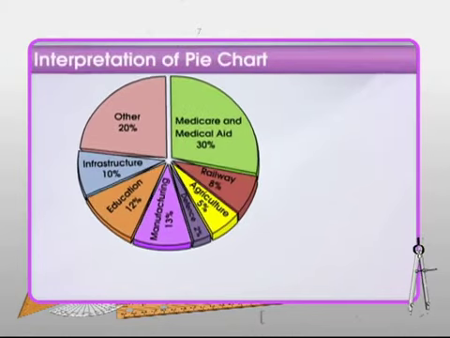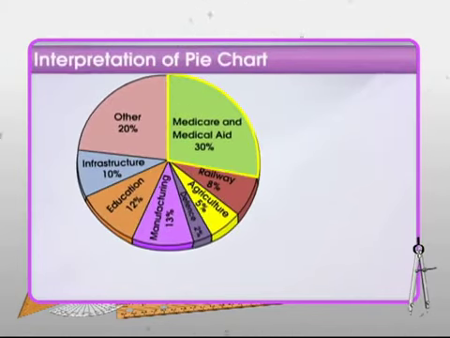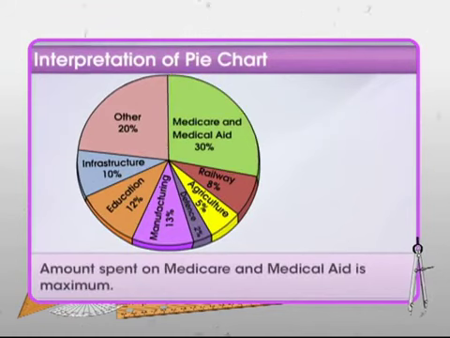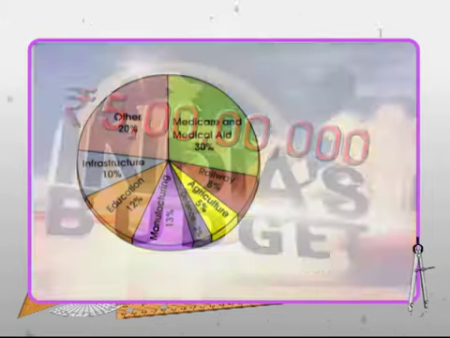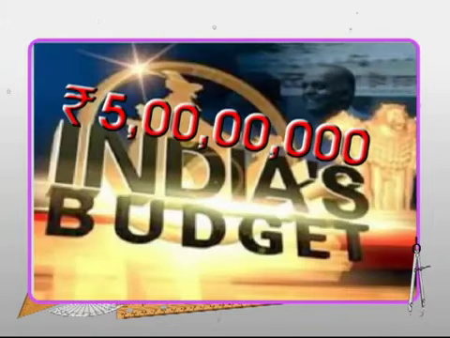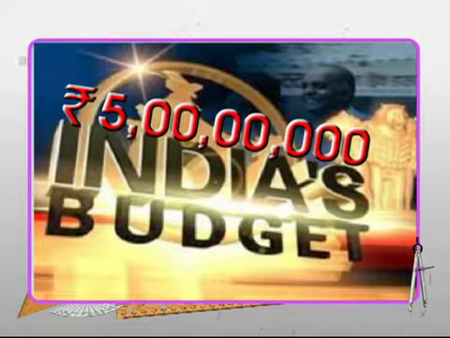Observe that the size of the sector which is green in color is the largest. So, the maximum amount is spent on Medicare and medical aid. Note that the angle that this green-colored sector makes at the center is the largest. Now, suppose the yearly budget of India is Rs 5 crores.